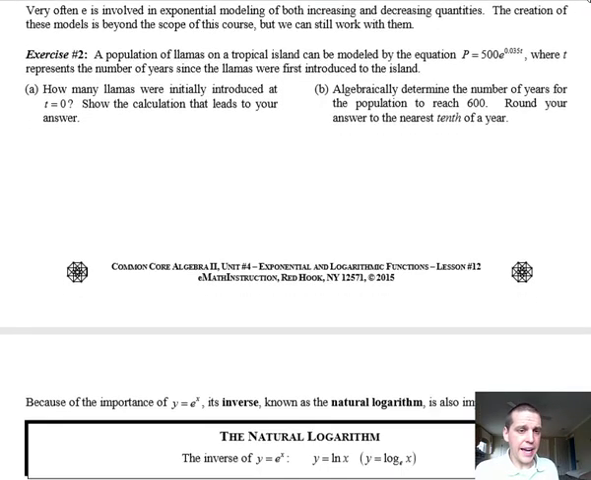So let's look at exercise number 2. A population of llamas on a tropical island can be modeled by the equation P equals 500 e to the 0.035 t, where t represents the number of years since the llamas were first introduced. So it says how many llamas were initially introduced at t equals 0. Well, right away we should know this without having to do any math, because the 500 is our initial value. So we should know it should just be 500 llamas.